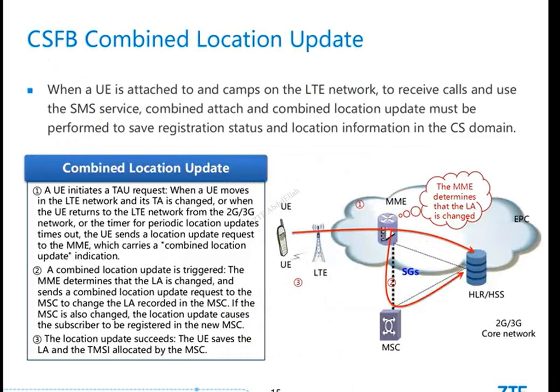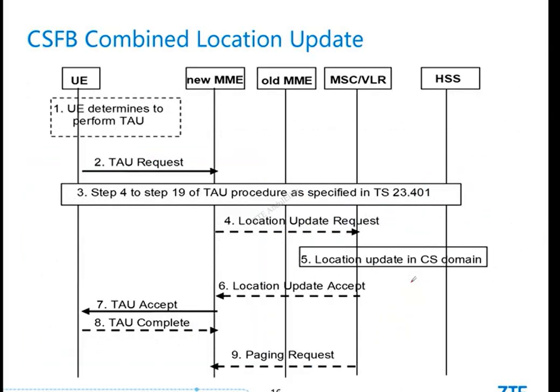And the second is the combined location update. I think this procedure is similar to before, also through the SGS interface. After the UE does the location update in the LTE network, it can also, through the SGS interface, do the location update in the 2G and 3G network. And this signal flow is also similar to the previous one. The first is the tracking area update request to the new MME, because it wants to update to a new MME.